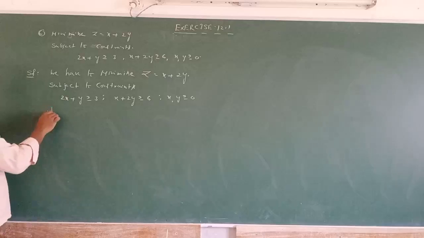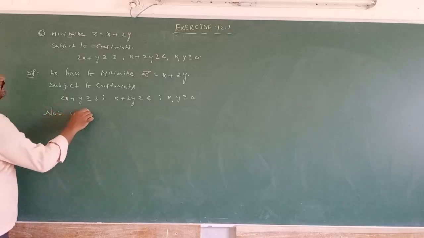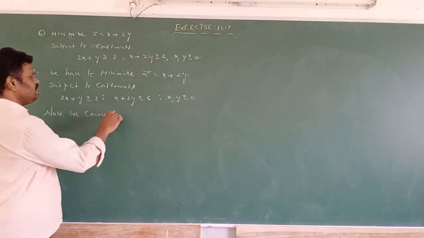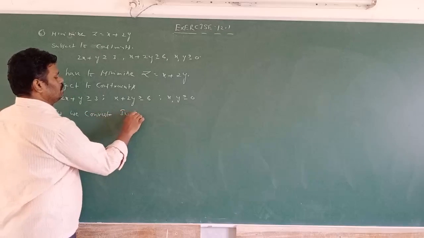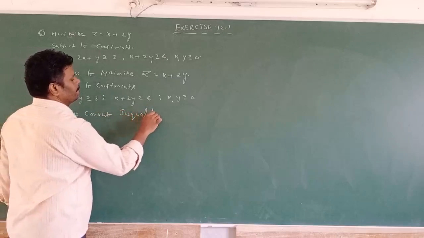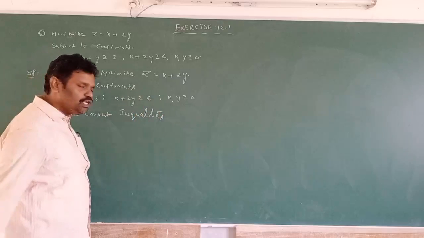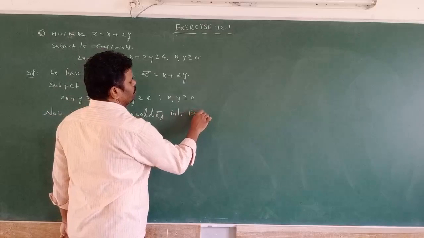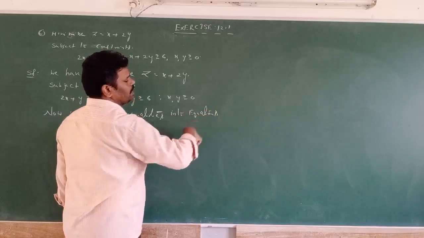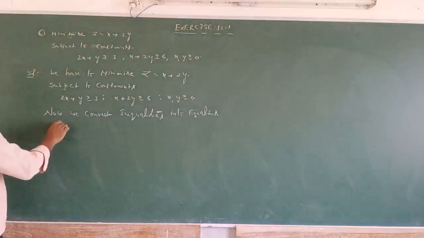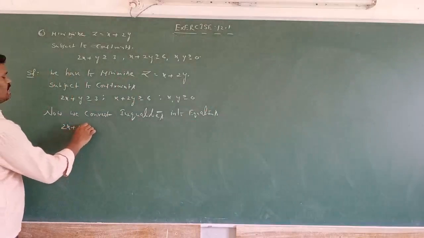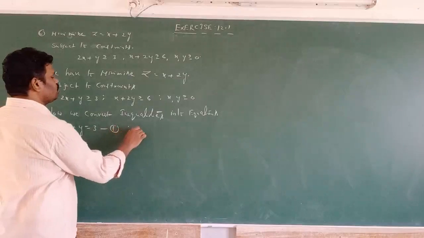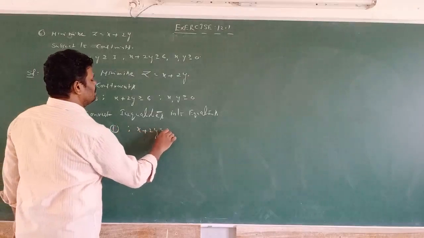Now we convert the inequalities into equations. 2x plus y is equal to 3, so this is equation 1. And the other one: x plus 2y is equal to 6.